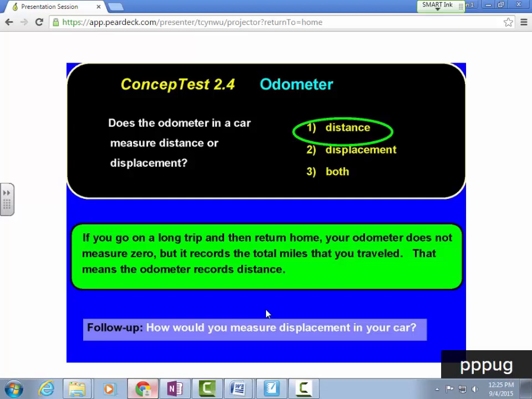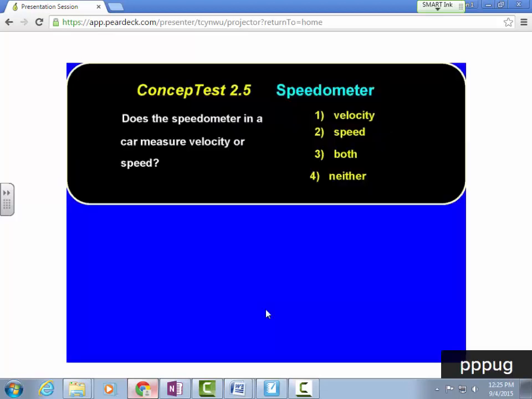So, the speedometer of your car, what does it measure? Velocity or speed? No need to formally answer it. Give me an informal answer. Anyone want to spout it out? Yes. Correct. The very fact that the odometer is measuring distance tells you that the speedometer must be measuring speed as well.